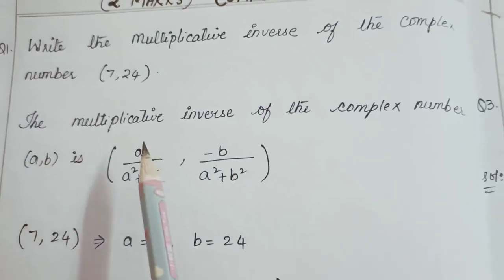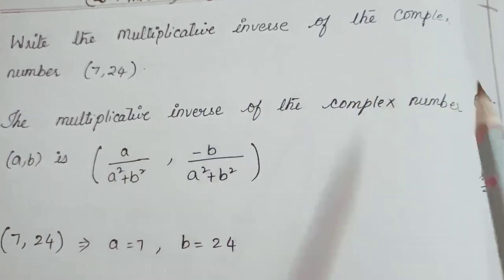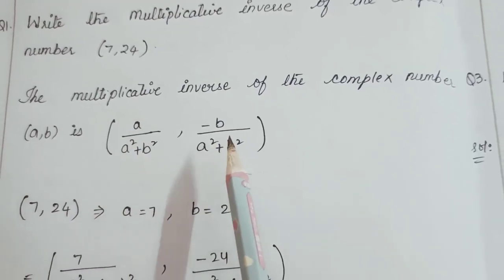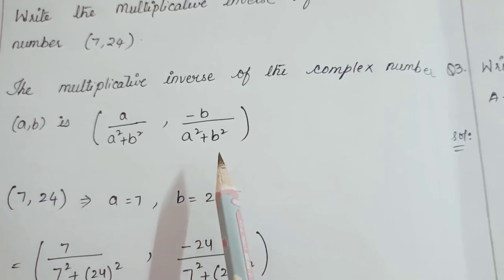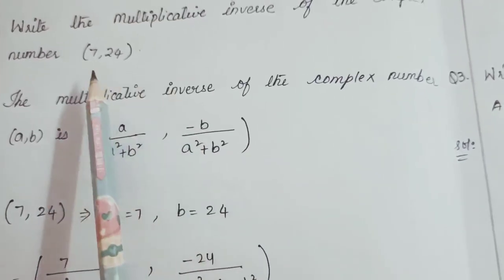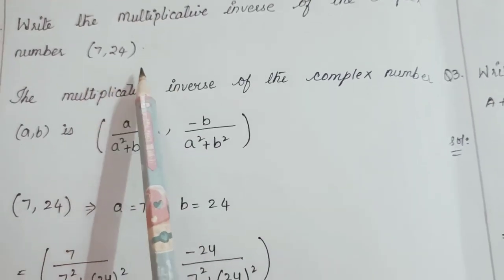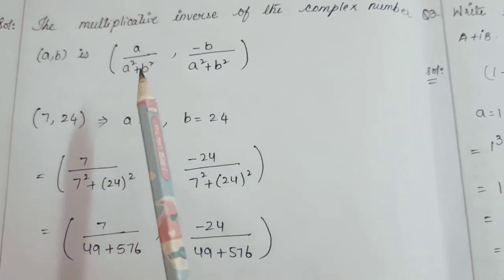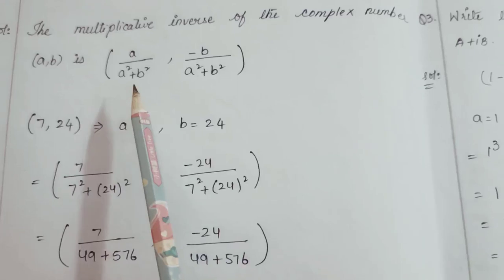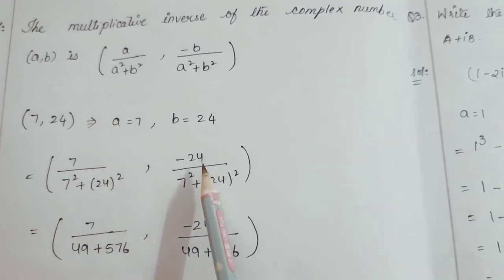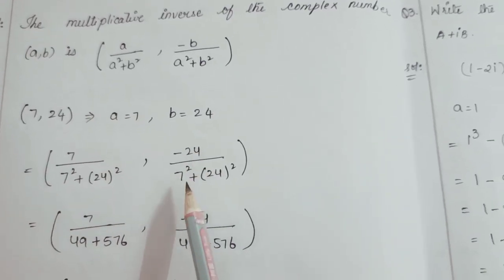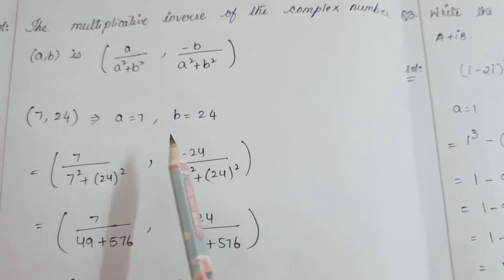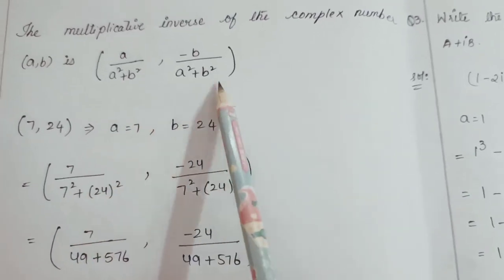Solution. We have one formula for the multiplicative inverse of a complex number, that is a by a square plus b square, comma, minus b by a square plus b square. Here a is 7 and b is 24. So 7 by 7 square plus 24 square, minus 24, that is the b value, upon 7 square plus 24 square. We just have to substitute the a and b values in this formula.